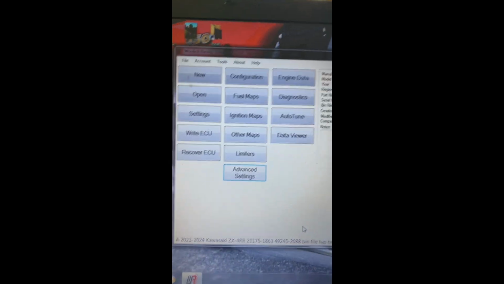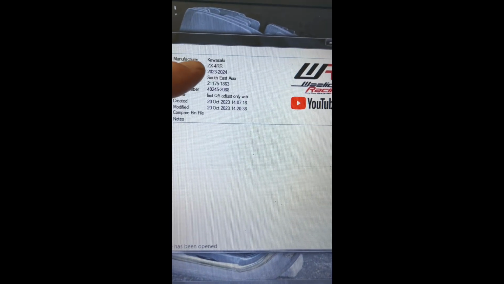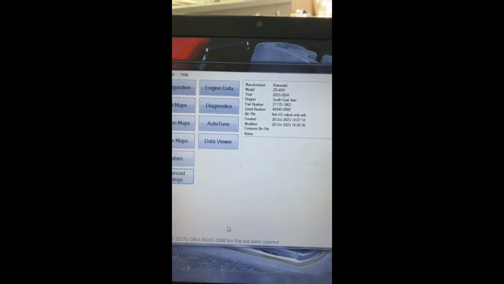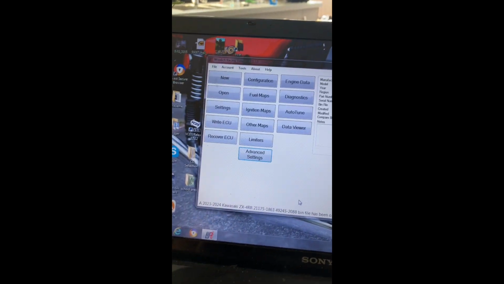Rightio, so this is the portal for the Woolich Racing tuning software, and it's got things like your serial numbers, your regions, the bin file names. The first one I did, I just changed the quick shifter and made it into a race pattern just to see if that would work. So you do have a few things here.